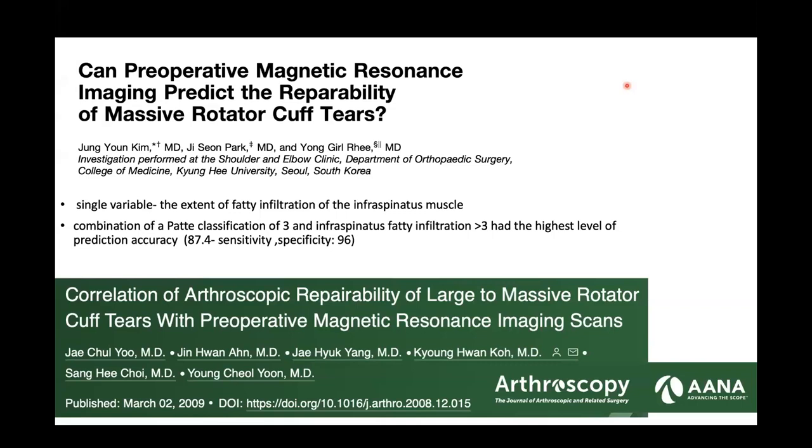And one by J. Chulyu et al., which tried to understand whether preoperatively with MRI alone we can predict repairability. The single most important variable they found was the extent of fatty infiltration in the infraspinatus muscle. If there is fatty infiltration of more than grade 3 in the infraspinatus muscle in a massive cuff tear, it was almost always irreparable, and the failure rate also was high even if repair was tried. So a combination of Patte class 3, stage 3, which is retraction of the tendon up to the glenoid, as well as infraspinatus fatty infiltration of more than 3, if these two were present together, they had the highest prediction accuracy for irreparability, with a sensitivity of 87.4% and a specificity of 96%.